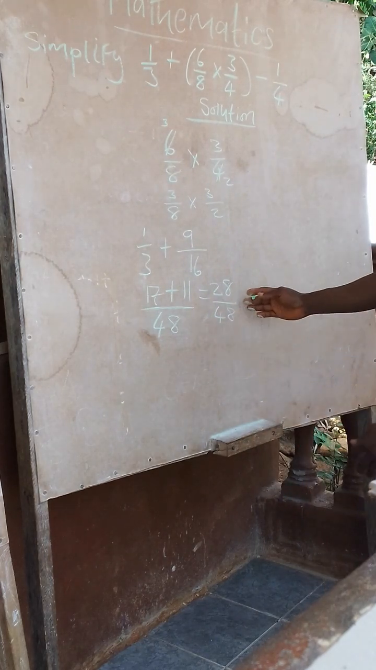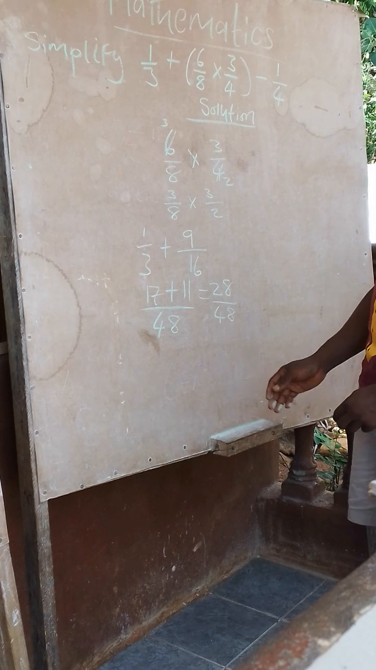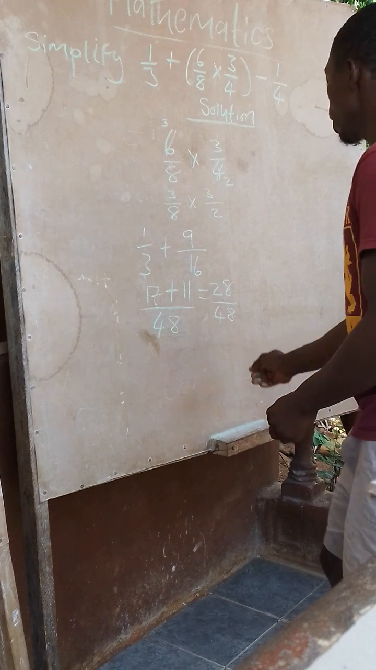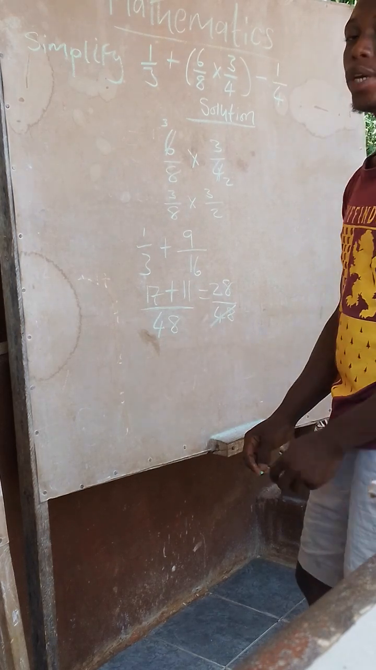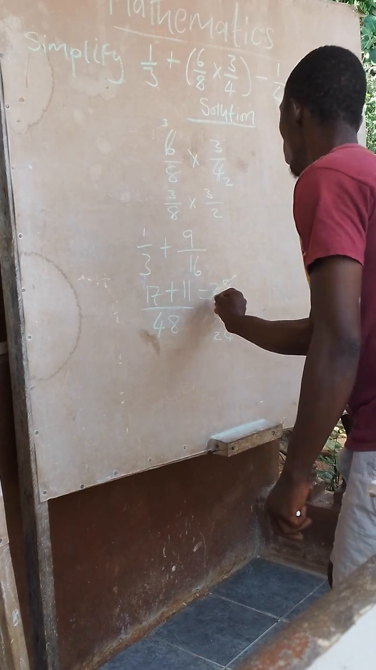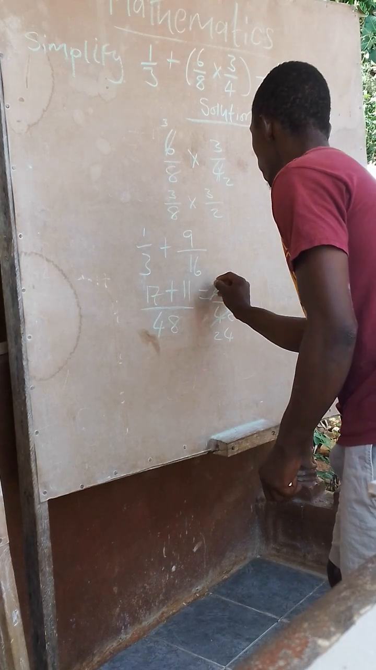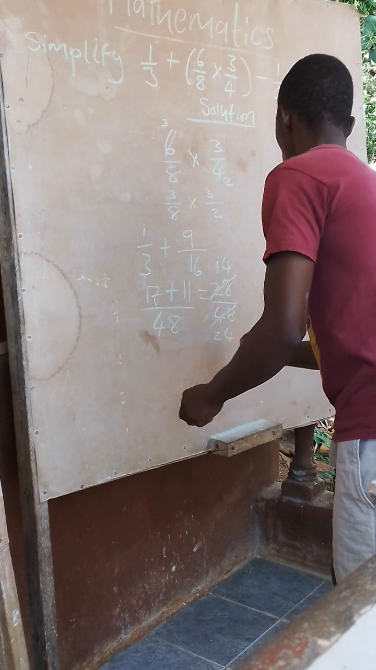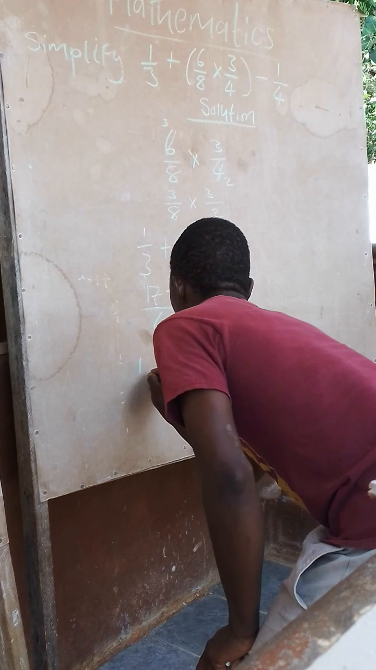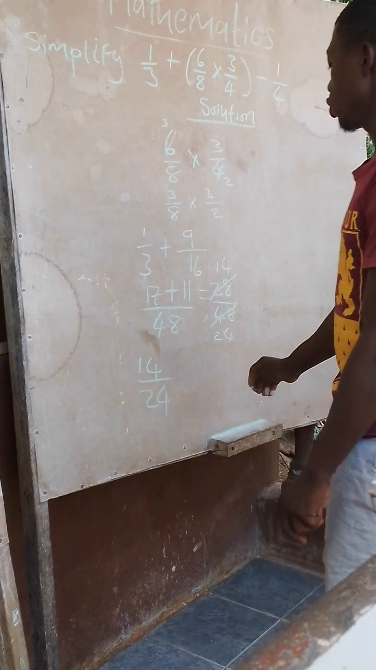Now, this number is so big. So what are we going to do? We break it down. So how are we going to break it down? We consider 2. 2 into 48 is how many times? It is 24 times. Now 2 into 28 is how many times? It is 14 times. So we say now 14 all upon 24.